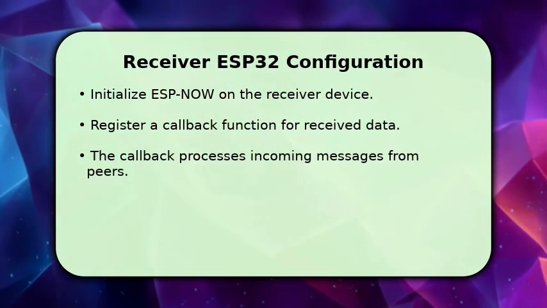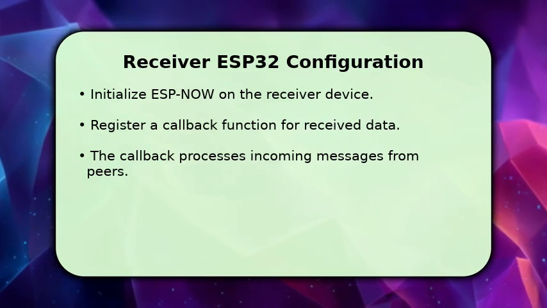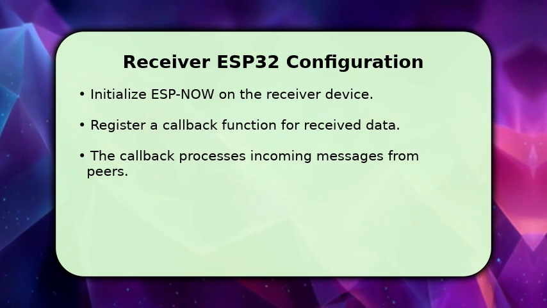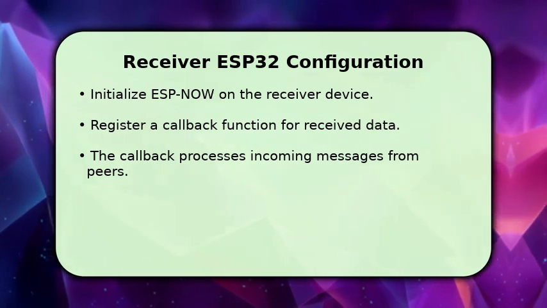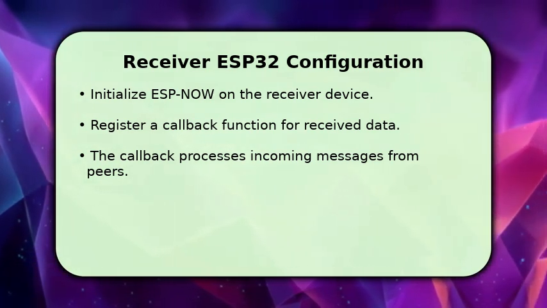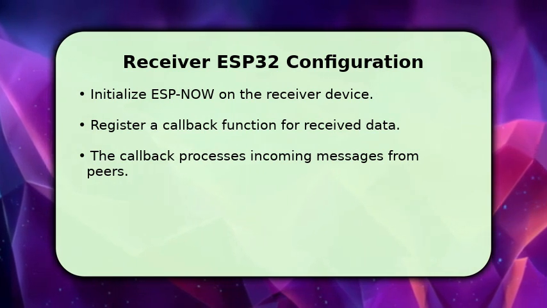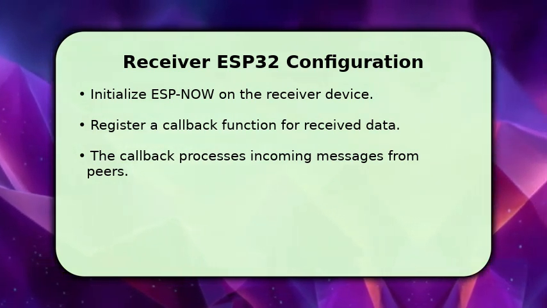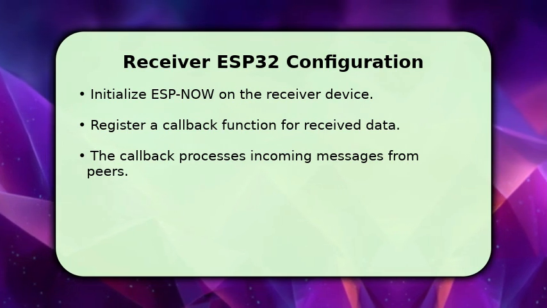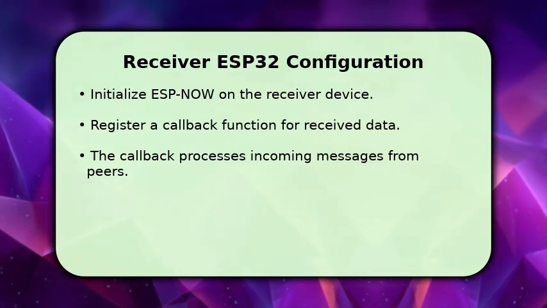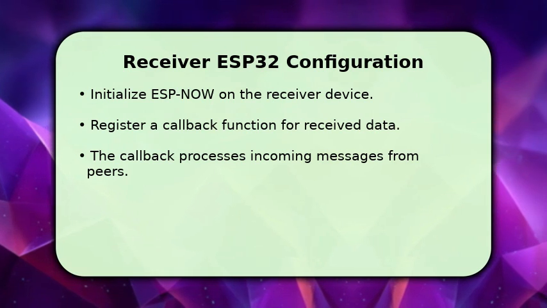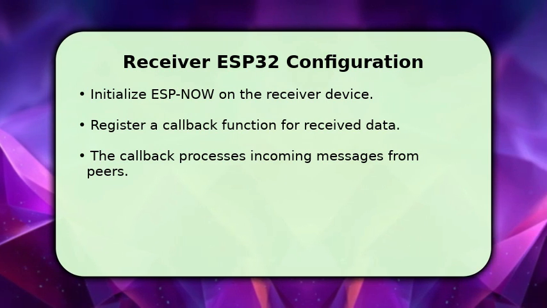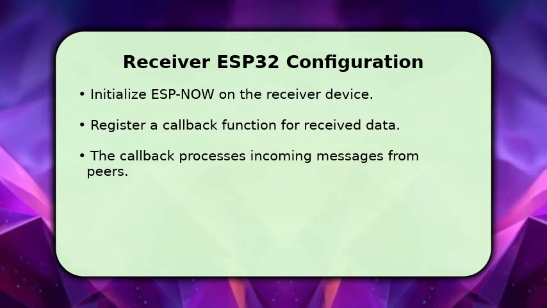For the receiver ESP32, the process begins similarly by initializing the ESP-NOW protocol. A key step here is registering a receive callback function. This function is vital because it automatically processes any incoming data packets from your sender. When a message arrives, this callback will execute, allowing your receiver to interpret and act upon the information. Ensure your receiver is continuously listening to capture all transmissions effectively.